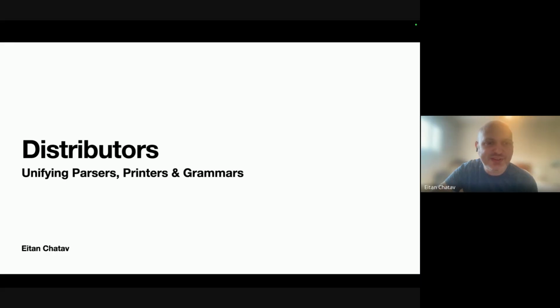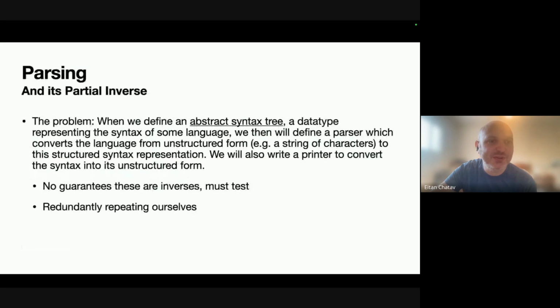All right, so this talk is about my new library called Distributors and also about the concept of distributors and how they can be used to unify parsers, printers, and grammars. So first, parsing and its partial inverse, the problem space.